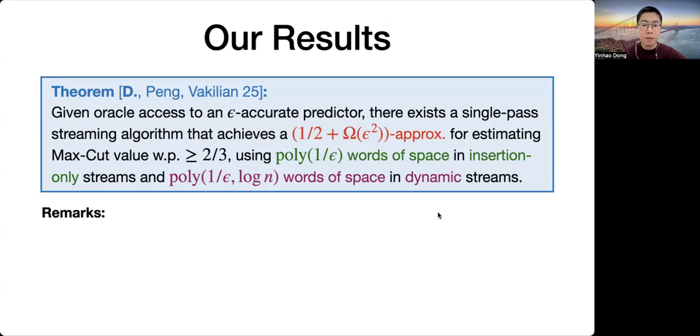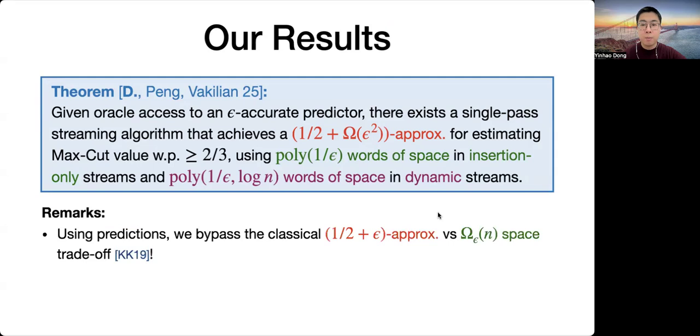Here are some remarks. First, by leveraging predictions, we bypass the classical half plus epsilon approximation and omega n space trade-off established by Kapralov and Krachun.